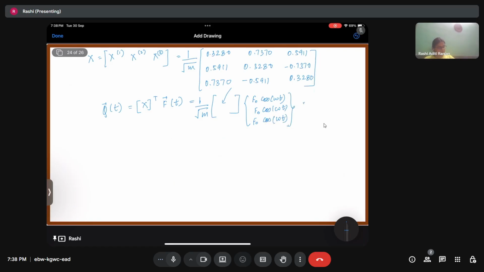This can be written as q10, q20, q30 into cos of omega t. Okay, so after multiplying, you'll get the values of q1 of 0 as 1.6561 f naught by under root of m, q2 of 0 as 0.4739 f naught by under root of m, and q3 of 0 as 0.1821 f naught by under root of m. So these are q1 of 0, q2 of 0, and q3 of 0.